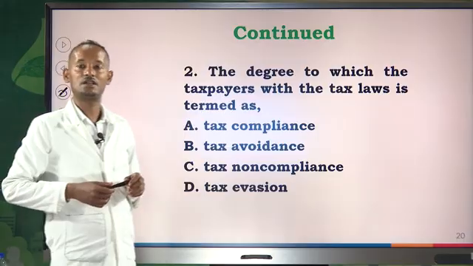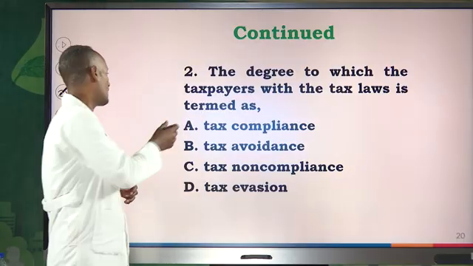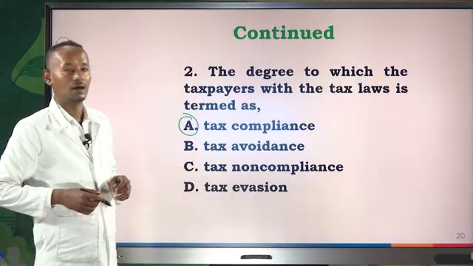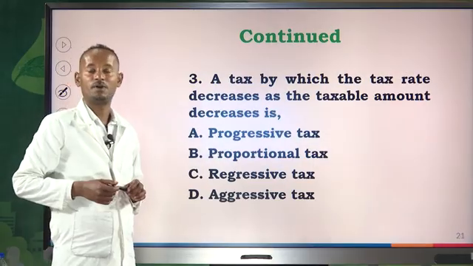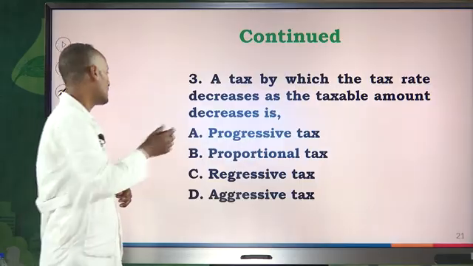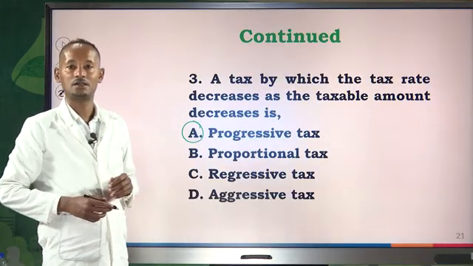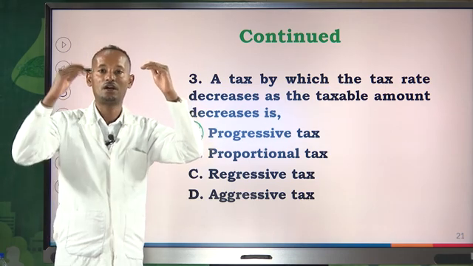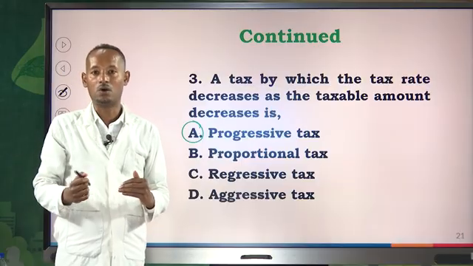The second question: the degree to which the taxpayers comply with the tax laws is termed as tax compliance. It is a definition. And the third question: a tax by which the tax rate decreases as the taxable amount decreases is a progressive tax. Progressive tax is a tax that imposes higher taxes on those individuals who earn higher income and lower taxes on those individuals who earn lower income.